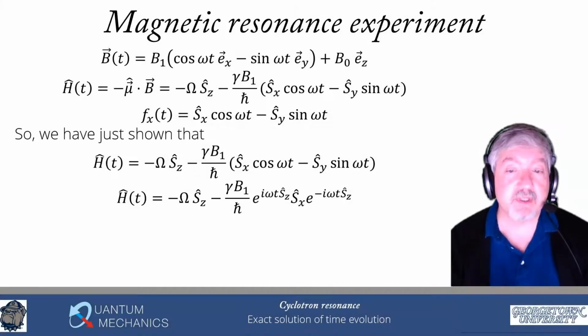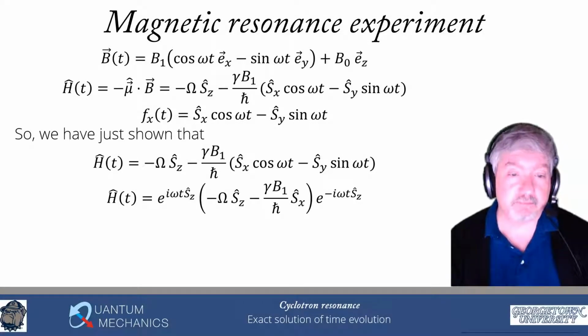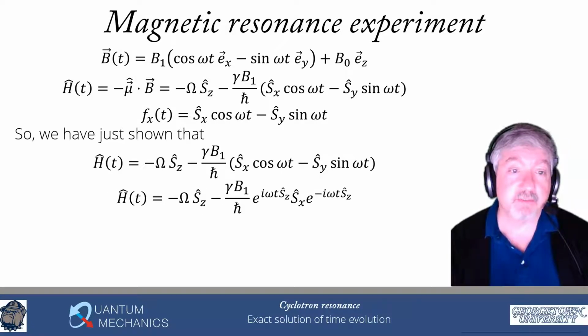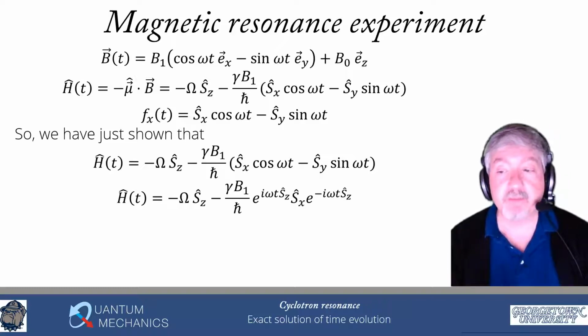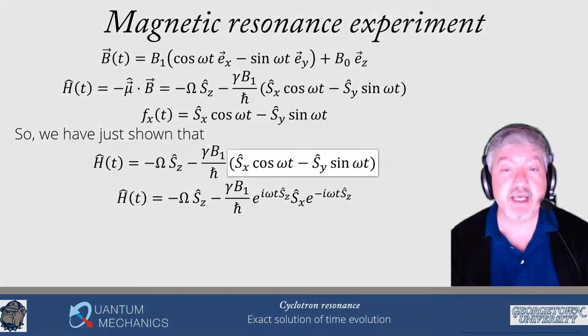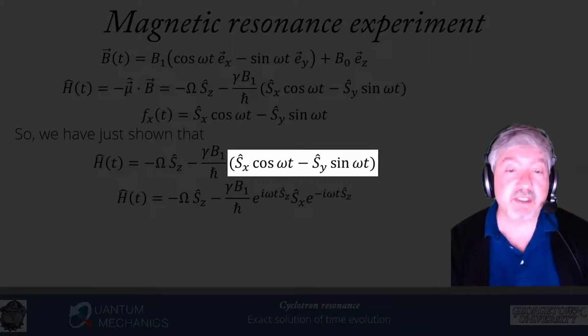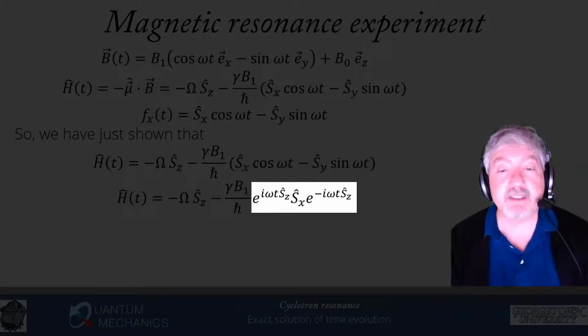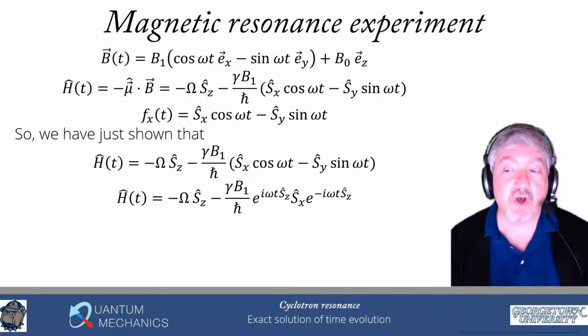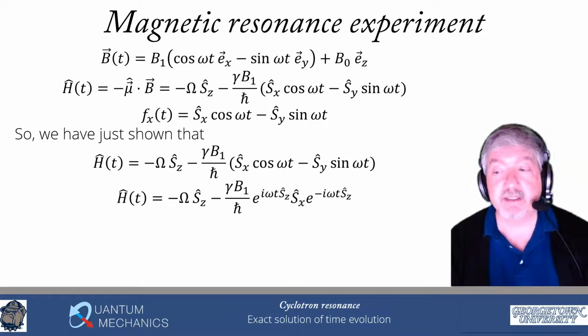Now I can do the same thing with the fy, and when I do it with the fy, I'm also going to get a similar equation. But it turns out that it's the fx that we care about because it's the fx that appears in the h of t. So that combination, sx cosine omega t minus sy sine omega t, is just given by e to the i omega t sz sx e to the minus i omega t sz. And you can see I can also do that Hadamard around the sz, and it gives the same thing.